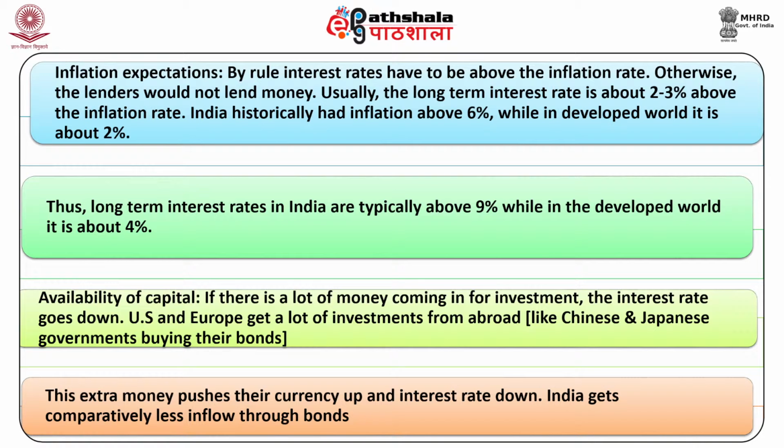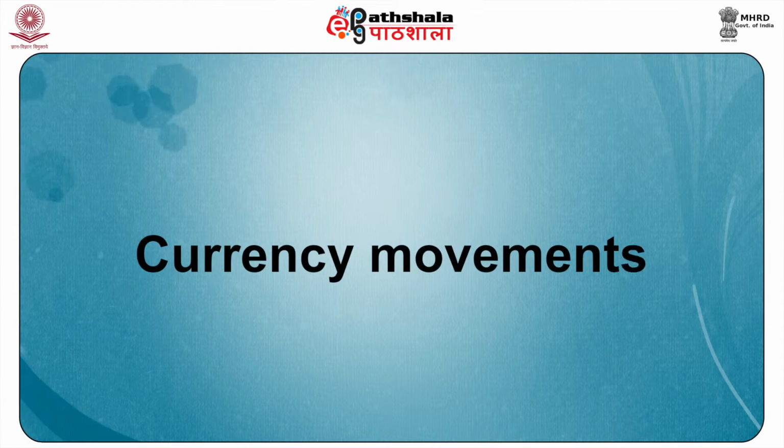Second, availability of capital. If there is a lot of money coming in for investment, the interest rate goes down. US and Europe get a lot of investments from abroad, like Chinese and Japanese governments buying their bonds. And this extra money pushes their currency up and interest rate down. India gets comparatively less inflow through bonds. Third, currency movements. The higher the interest, the higher the inflow of foreign money and a stronger currency. Countries that fear a large drop in their currency strength will avoid reducing the interest rate. India's RBI worries about a drop in the rupee, while countries like Japan and the US will not mind their currencies going down a little.